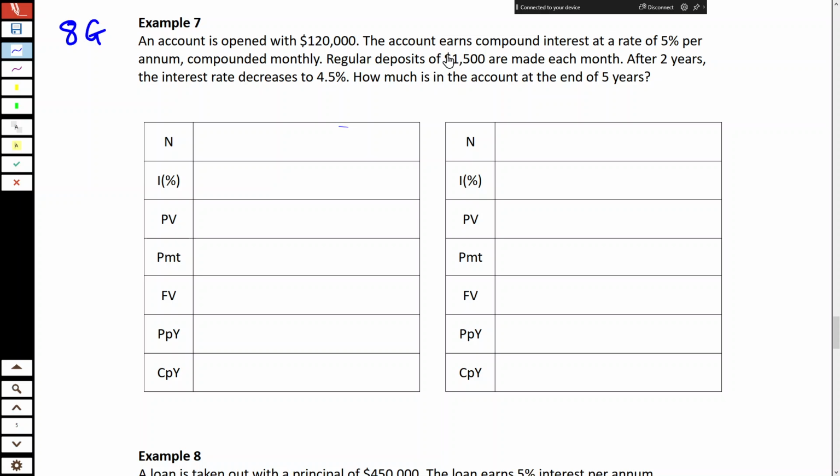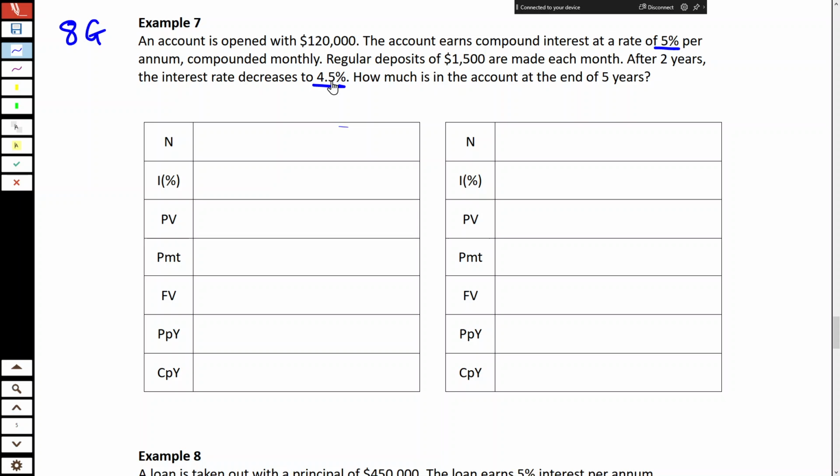And I'm saving up some money. So every month, Jason, every month I make a deposit of $1,500. You'll notice at the end I say the interest rate changes. Before it was 5%, and then later it decreases to 4.5%. The question that I'm asking you is, how much is in the account after 5 years?